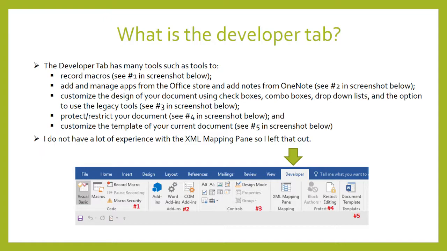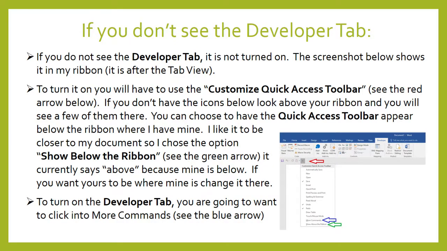You can see the green arrow, which shows you where the developer tab should be when it's turned on. If you do not see the developer tab, the screenshot below shows it in my ribbon. It is after the View tab. To turn it on, you will have to use the Customize Quick Access Toolbar. See the red arrow below.